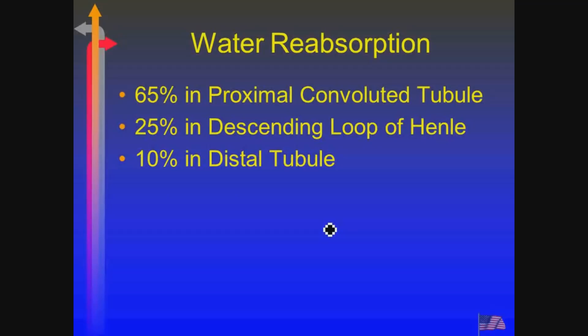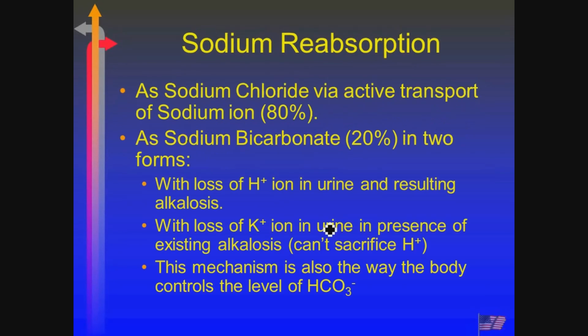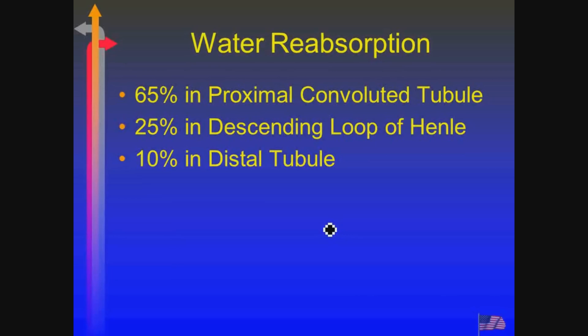So 65% in the proximal convoluted, 25% in the descending loop of Henle, 10% in the distal tubule, and that should add up to 100%. There is some minor amount of water that's still exchanged in the collecting tubule before it gets to the ureter. It's not significant for our purposes here. Got it? It's going to become important because when we talk about diuretics, diuretics work in different portions. Some in the proximal, some in the descending loop, some in the ascending loop, some in the distal loop, or distal convoluted tubule, I should say.